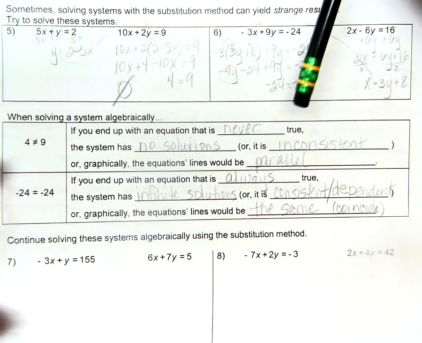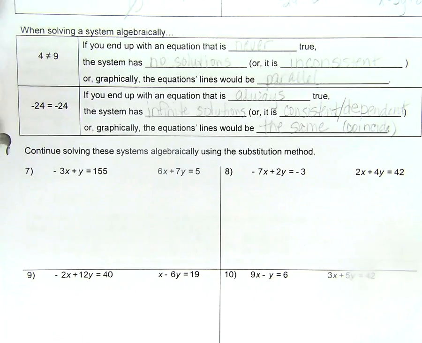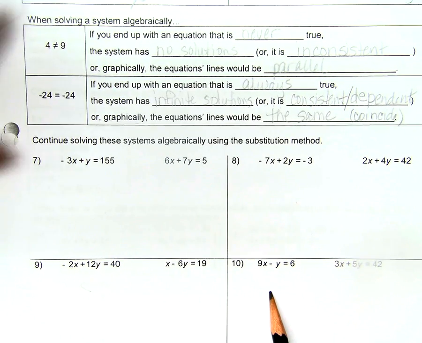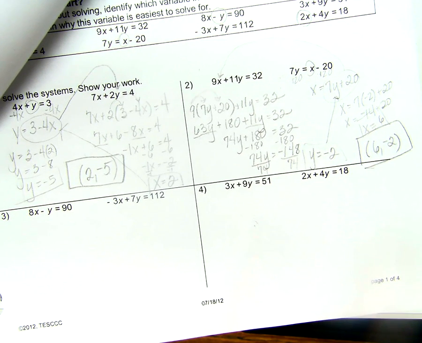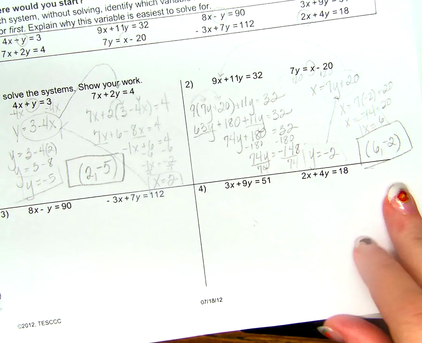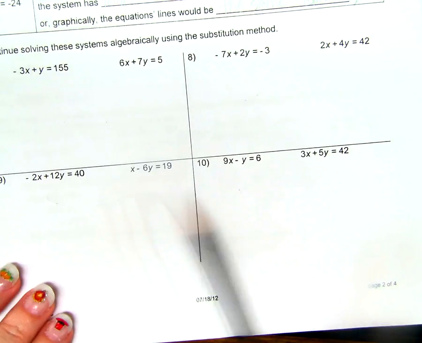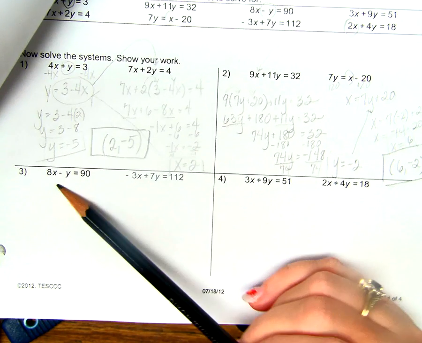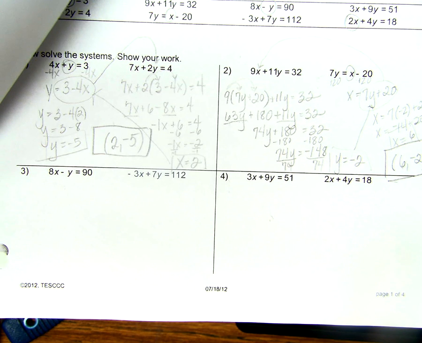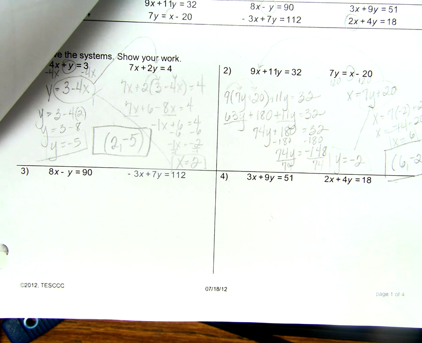Okay, so this is what I need you to know. 7, 8, 9, 10, homework. And number 4. Okay, so number 4 on the first page, and then 7, 8, 9, and 10 on this page. That gives you 5 homework problems, and gives you 1 extra problem to do if you wish for extra credit. Any questions?